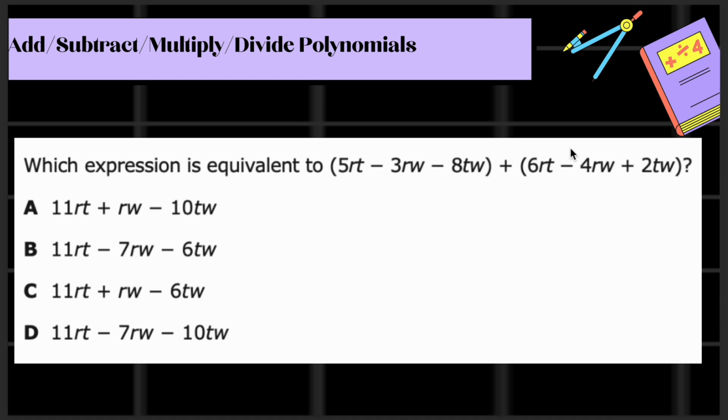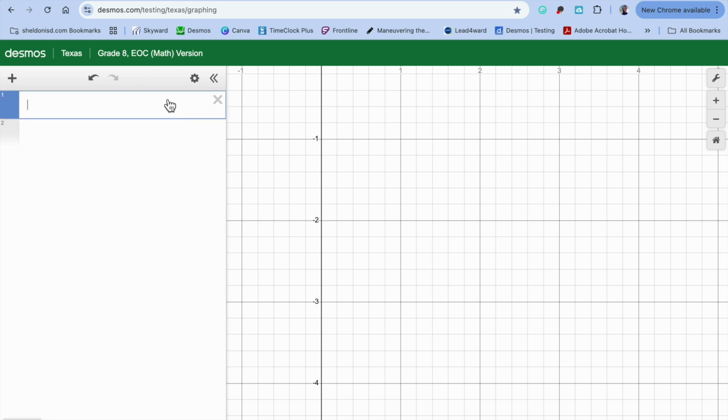A lot of letters. It doesn't matter what letters they give me. When I type this in Desmos, I'm just going to change every single letter to x. So instead of 5rt, I'm going to type 5xx. Instead of 3rw, I'm going to type 3xx. And then I'm going to type in each of my answer choices and match the graphs. Again, we're playing the matching game. Let's go over to Desmos and type the expression given in the problem.